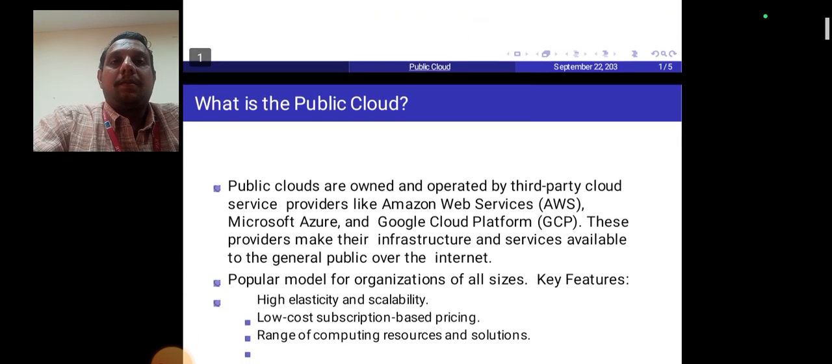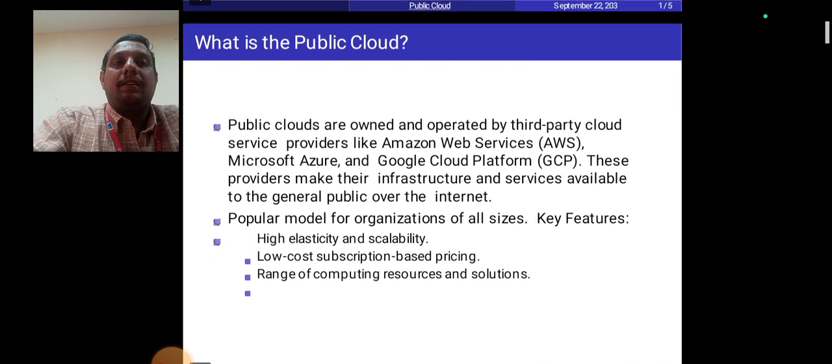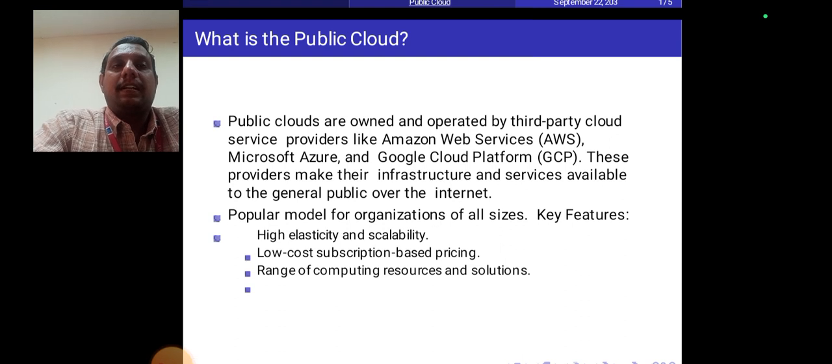Public clouds are owned and operated by third-party cloud service providers like Amazon Web Services, Microsoft Azure, and Google Cloud Platform. These service providers make their infrastructure and services available to the general public over the internet. They provide the services at free of cost. It is a popular model for organizations of all sizes.